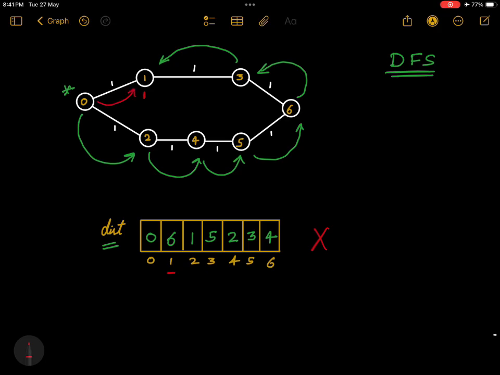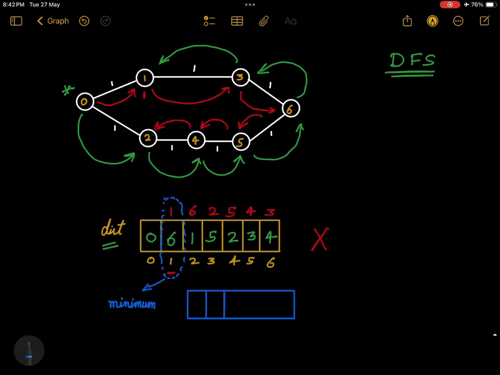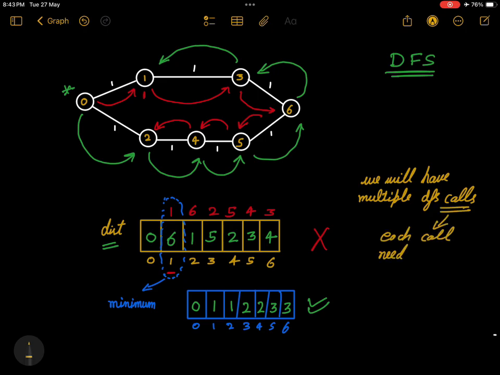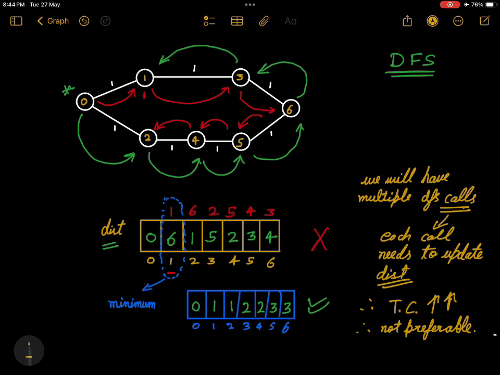For that, let's do the DFS traversal from other path. And this time you will see few nodes are again correct, but few are not. And we have to take minimum of the distances of each node in each DFS call. Okay. Now this is our correct answer. The node 0 is at distance 0, 1 and 2 at distance 1, 3 and 4 at 2, and 5 and 6 at 3.